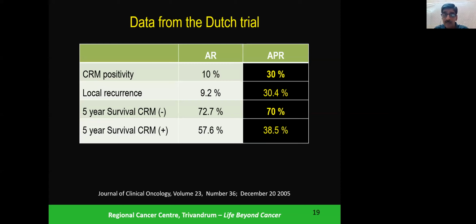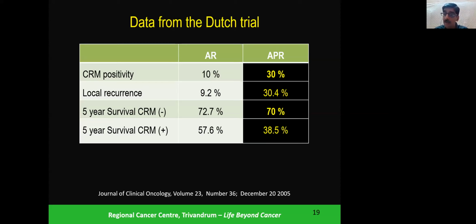This is from the famous Dutch trial. They had standardized TME, still there. So CRM positivity was 30% with APR. Local recurrence was 9.2% in patients who underwent an anterior resection, but 30% in patients who underwent APR. So in spite of having a standardized TME, people undergoing APR were not doing well. They were having more CRM positivity and more local recurrence. But at the same institutes, patients undergoing AR were doing excellent.